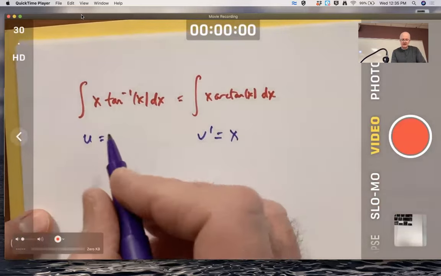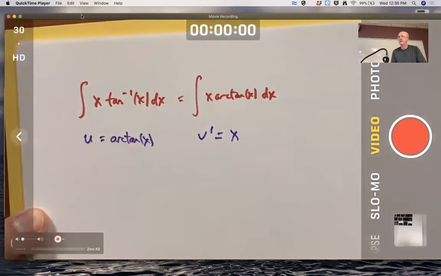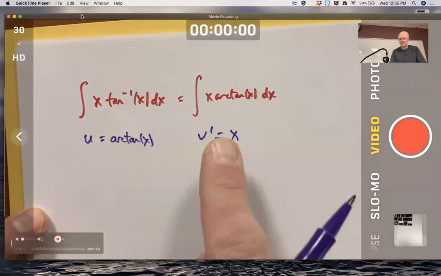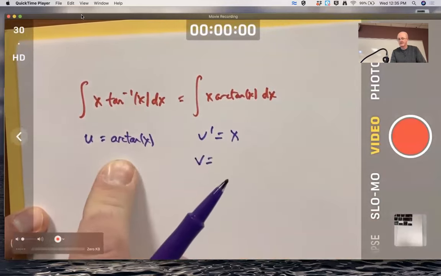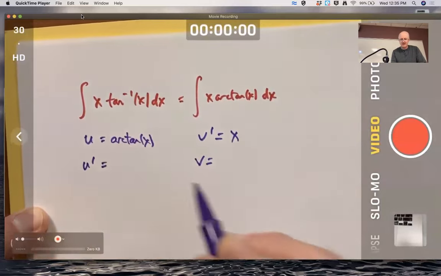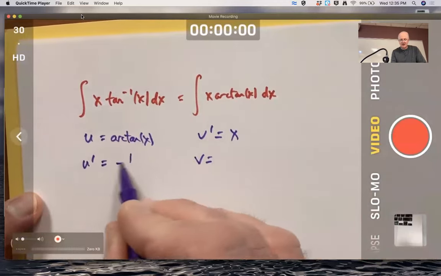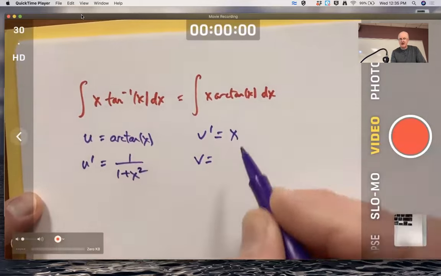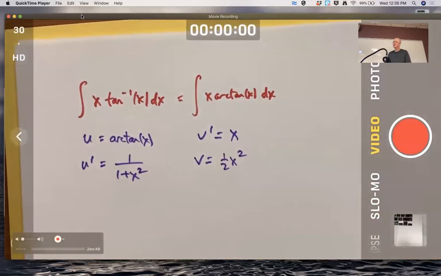And so that means u is the other thing. u is the arctangent. Most important bit of advice, again, is v prime should be something easy to integrate, and arctangent is not so easy to integrate. Once you've set up u and v prime, you find u prime and v: find u prime by differentiation, find v by integration. Do you need a plus c? No. Just put the plus c at the very end. That's all you need to do.